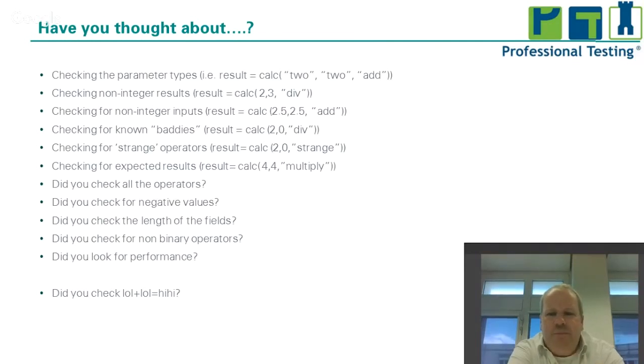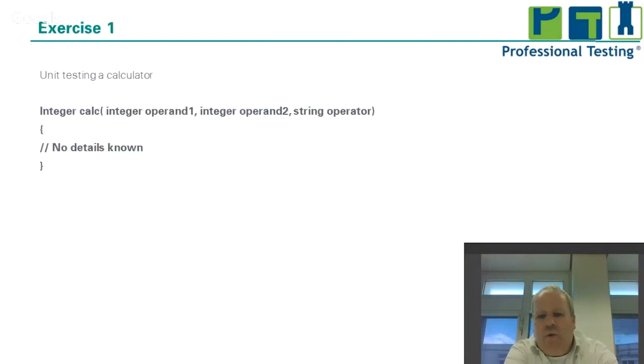And why is that? Because we do not know the contract. What we do not know is what this function should actually do. So I've given you an assignment which is impossible.